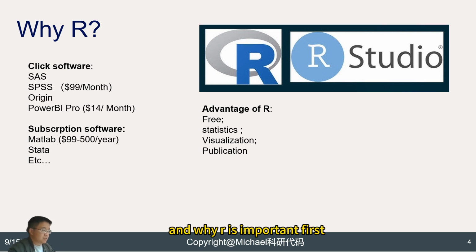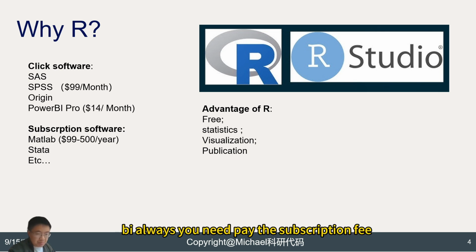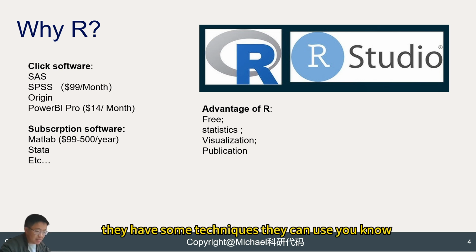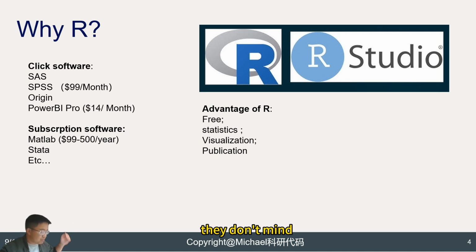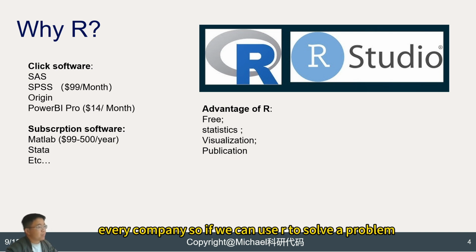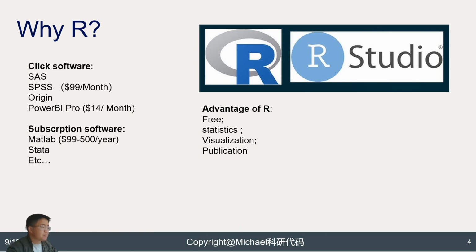And why is R important? First, the big advantage is that R is free. If you use SAS, SPSS, Origin, or Power BI, you always need to pay a subscription fee, and MATLAB is very expensive, as are a lot of other software. Of course, some people say they have some techniques they can use and they don't mind. But I think copyright is very important for everyone, every company. So if we can use R to solve a problem, then we don't need to do anything illegal.